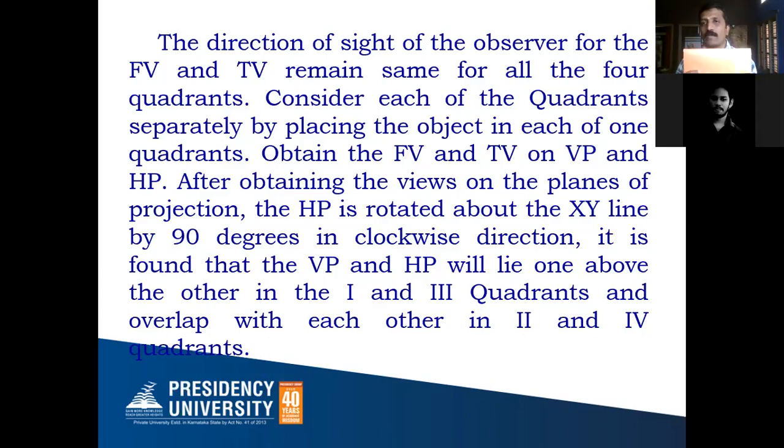And here also, could you make out the second and fourth quadrants are opposite to each other. In the second quadrant, both HP and VP are going to be above the XY line, as well as the corresponding views, both top view and front view, will be above the XY line. Whereas in the fourth quadrant, the HP and VP will come below the XY line, as well as the corresponding views, the front view and top view will overlap and you will get them below the XY line.